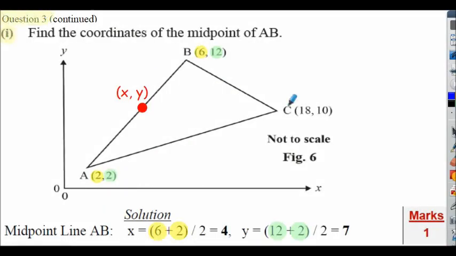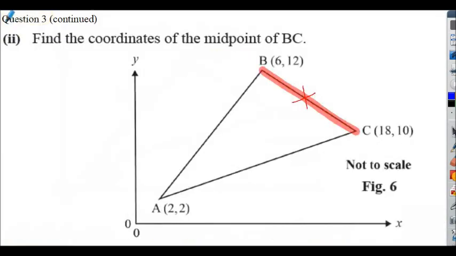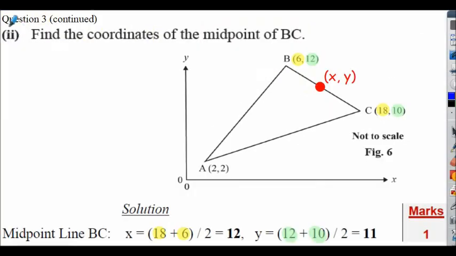Question 3, part 1. Here's your solution for x and the y. Question 3, part 2. Going to find the coordinates of the midpoint of BC, shown here. And question 3, part 2. Here's your solution.